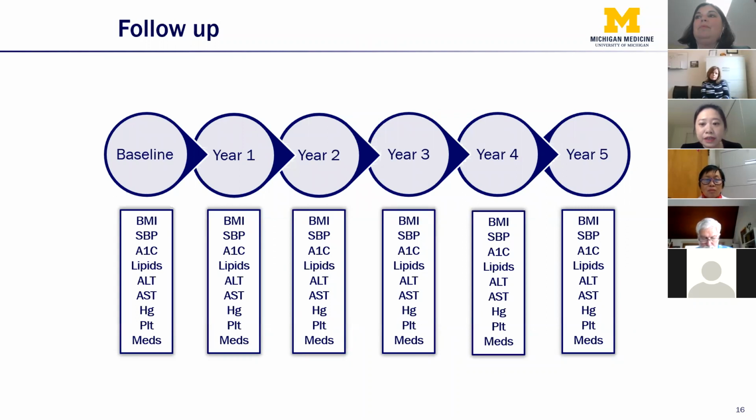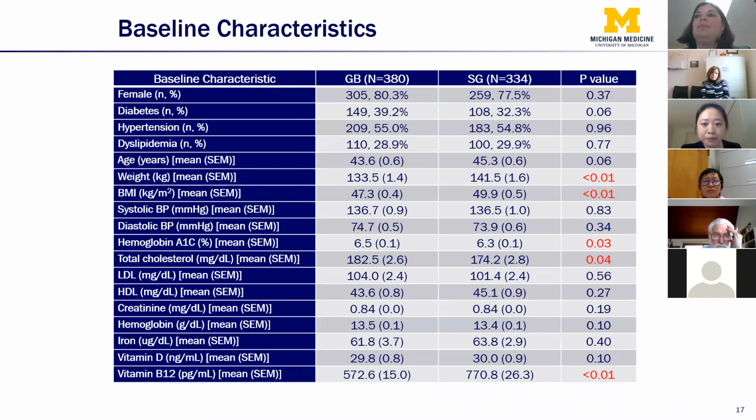At each year, we collected the demographic data as well as laboratory data. And we should note that the availability of data may be varied. For example, patients without diabetes would not have hemoglobin A1C assayed. Okay, next, please.